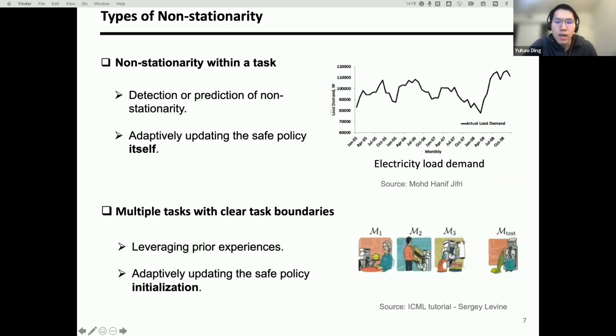The second one considers multitask learning with clear task boundaries, such as a robot manipulator, which tries to continually learn to serve the tea, move the box, or clean the house while satisfying the safety constraints with a human in the loop. Due to the similarity of these tasks, the learning process should be significantly accelerated if the robot manipulator can leverage the prior experience for the newly coming task. This motivates us to design a mechanism to adaptively update the safe policy initialization so that each new task can be learned very effectively from the given initial policy.